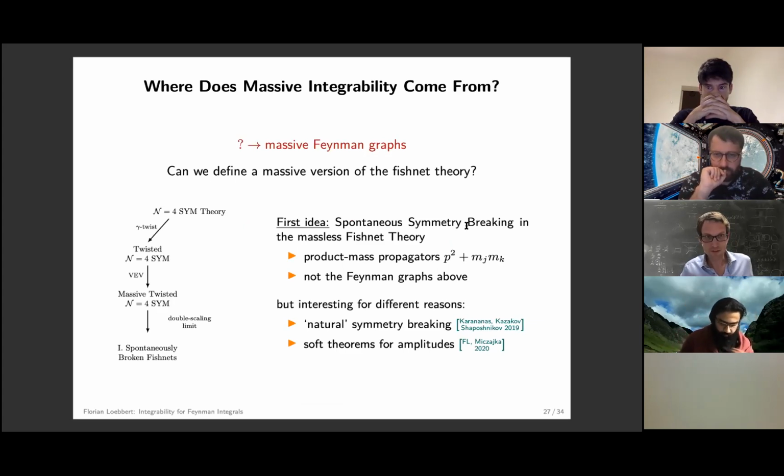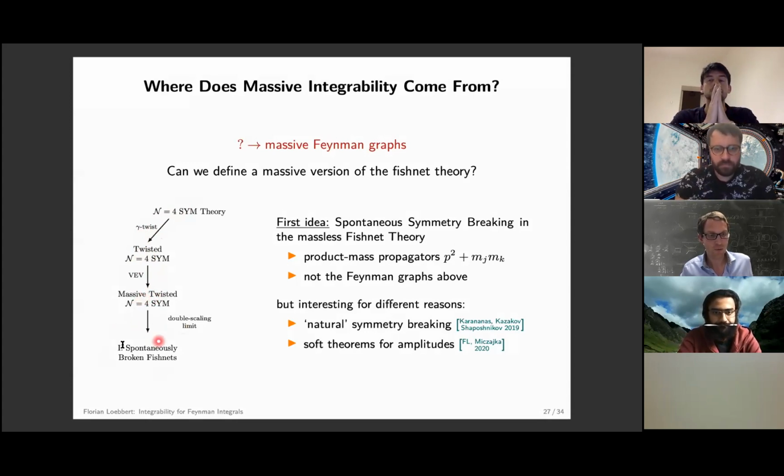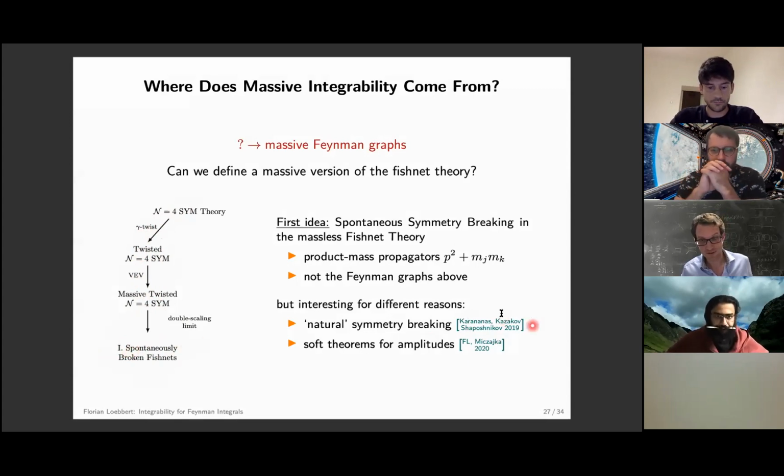So to take the normal n equals 4 gamma twisted, n equals 4 with the double scaling limit, which yields this spontaneously broken Fishnet theory. So we can either take the double scaling limit first and then introduce the VEV, or first introduce the VEV and then take the double scaling limit. This yields the same spontaneously broken Fishnet theory, which was also studied by Volodya and company.